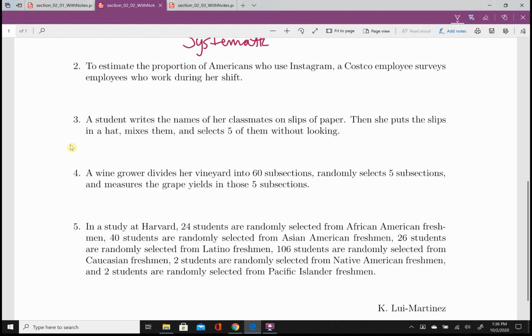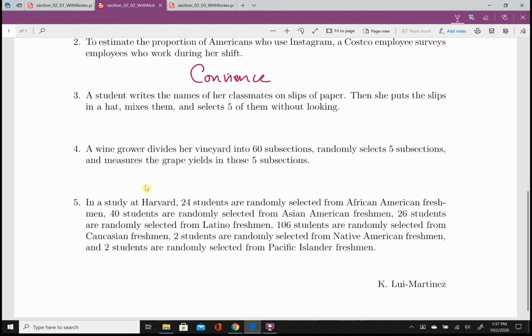Number 2, to estimate the proportion of Americans who use Instagram, a Costco employee surveys employees who will work during her shift. That sounds incredibly convenient, right? For the data collector. So we're going to call this convenience sampling, okay? It's not random. We're just taking Costco employees, rather, not shoppers, co-workers for this particular statistician. So that's incredibly convenient.